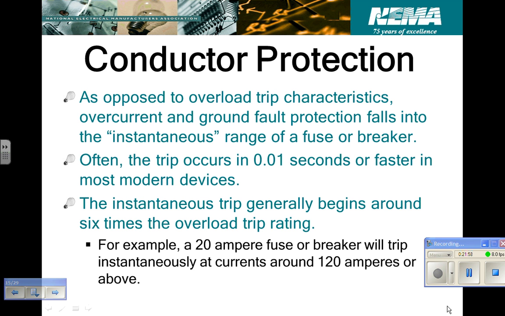Combination motor starter. Instant trip generally begins around 6 times the overload trip rating. Why would it be 6 times? Because we need to allow 6 times the full load amperage to get the motor started, right? A 20 amp fuse or breaker will trip instantly at currents of around 120 amps, in 0.01 seconds, 10 milliseconds. At 120 amps, a 20 amp circuit breaker will trip almost instantaneously.